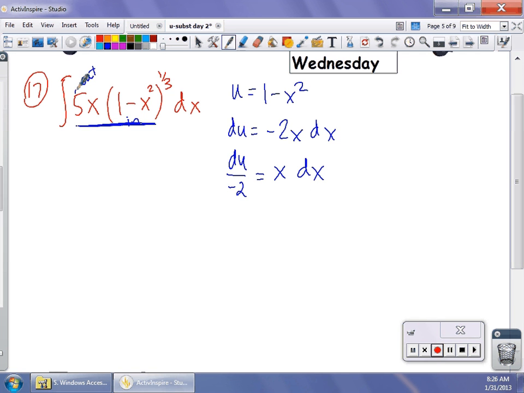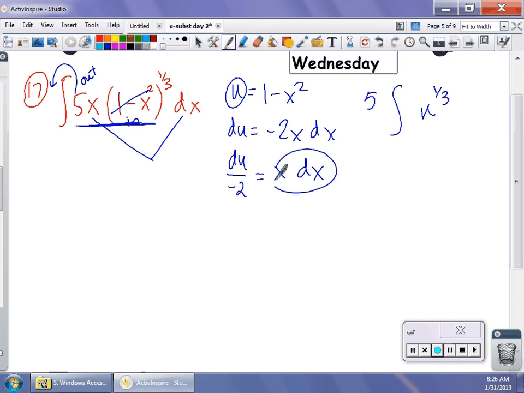Now the 5 is a coefficient, so I'm going to bring it out front. I'm going to write my integral in terms of u, so there's the 5, the coefficient. I'm going to replace 1 minus x squared with u, so I get u to the 1/3 power. Then I still have an x multiplied by dx that has to be replaced. And x multiplied by dx gets replaced with du over negative 2. The du's in the back. The negative 2 is out front with the coefficient.